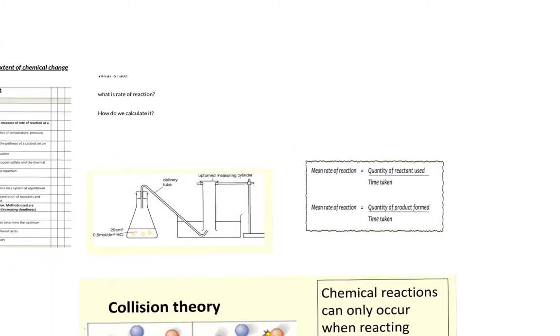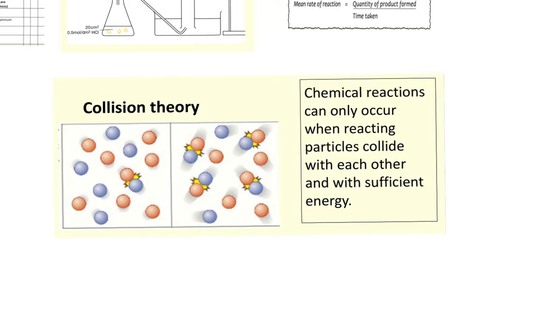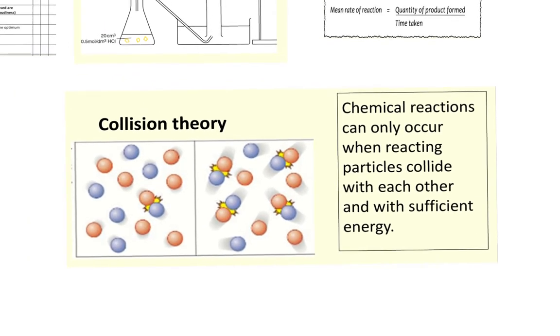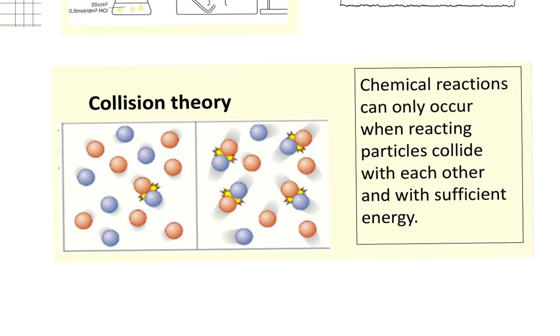Now what is rate of reaction? Before we talk about a reaction, we must first talk about collision theory. Collision theory dictates to us what and why things react. Chemical reactions can only occur when reacting particles collide with each other with sufficient energy. Now, it's important to note that particles collide with each other all the time. They are constantly moving, particularly when in gas form, and they're constantly bumping into each other.